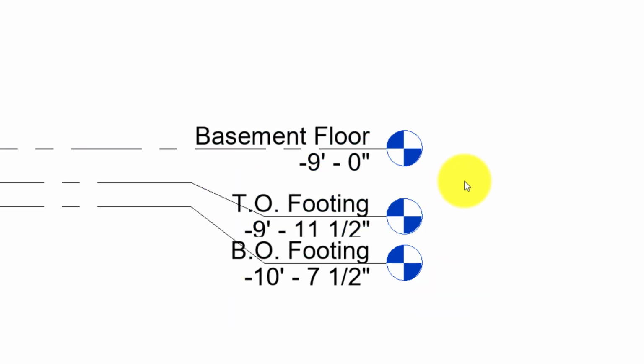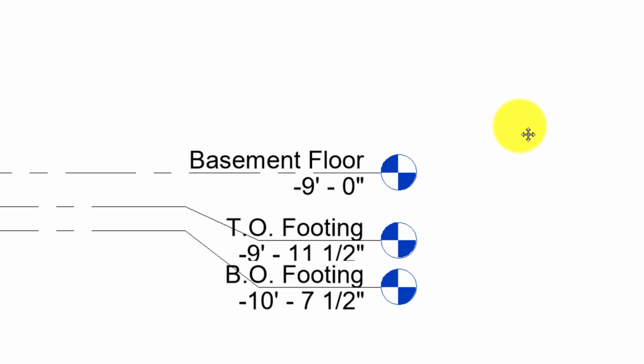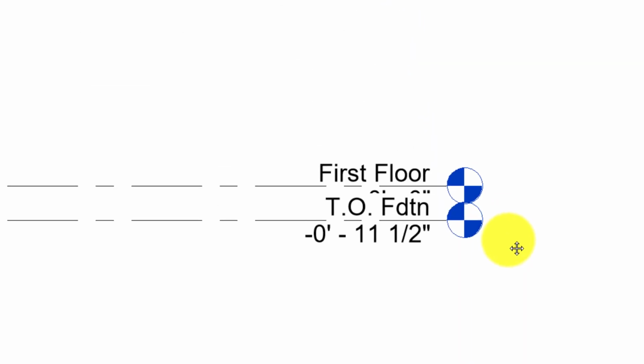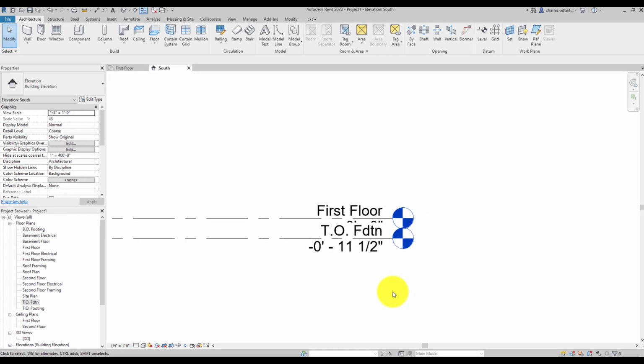We'll clean up these graphics later. I don't like the way those look with the lines, the level lines going through the text. That's not good. But we'll straighten that out later. Same thing up here where the TO foundation is covering the 0. So that is video number 2. We've established our levels. In video number 3, we will start working on our foundation.